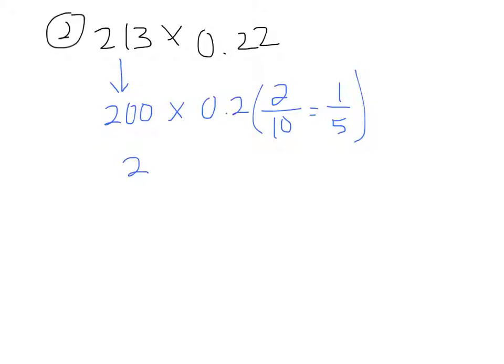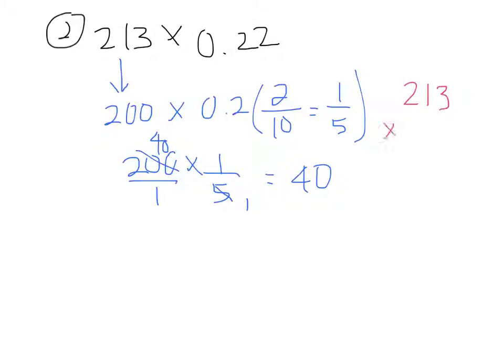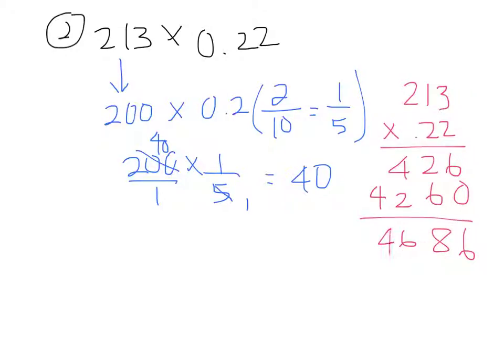So if I take 200 times 1/5, which I can easily do, the answer would be 40. So if I actually solve this problem for its actual value, I would get 46.86. Is 40 close to 46.86? Yes, it is. It's only off by 6.